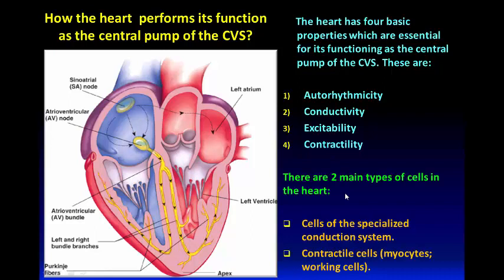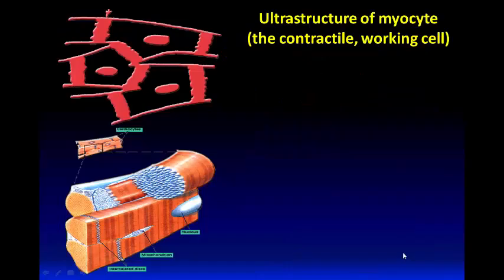So within the heart, then, we have two main types of cells. The cells of the specialized conduction system in the sinoatrial node, AV bundle, bundle branches, and Purkinje fibers, and the contractile cells which we have in the walls of the atria, interatrial septum, and the walls of the ventricles and interventricular septum. These contractile cells are also known as the working cells or the working fibers or the myocytes.